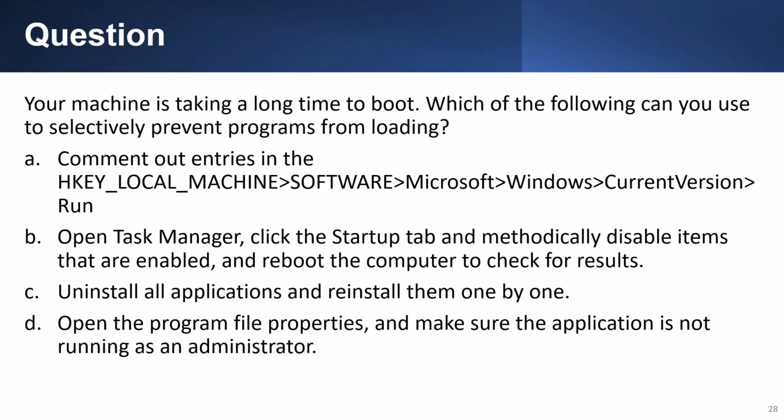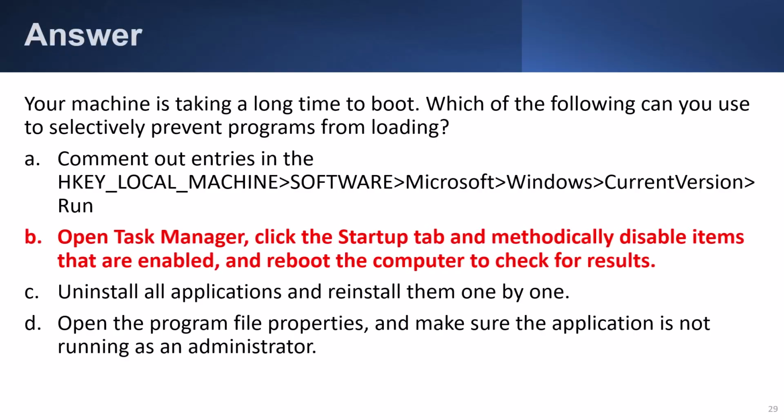Question: your machine is taking a long time to boot. Which of the following can you use to selectively prevent programs from loading? Answer: open Task Manager, click the Startup tab, and methodically disable items that are enabled and reboot the computer to check for results.